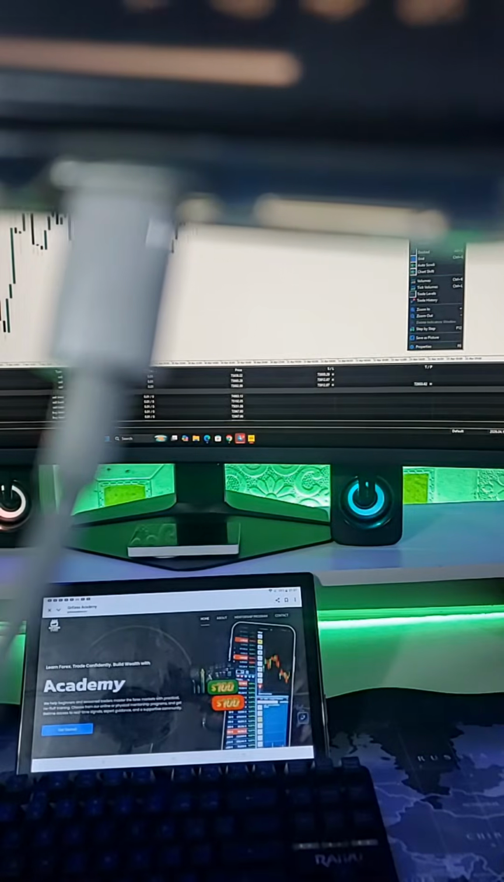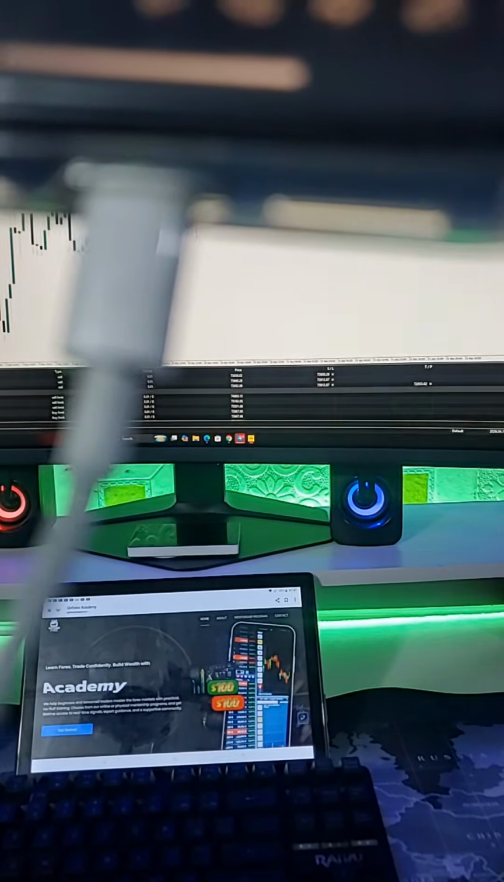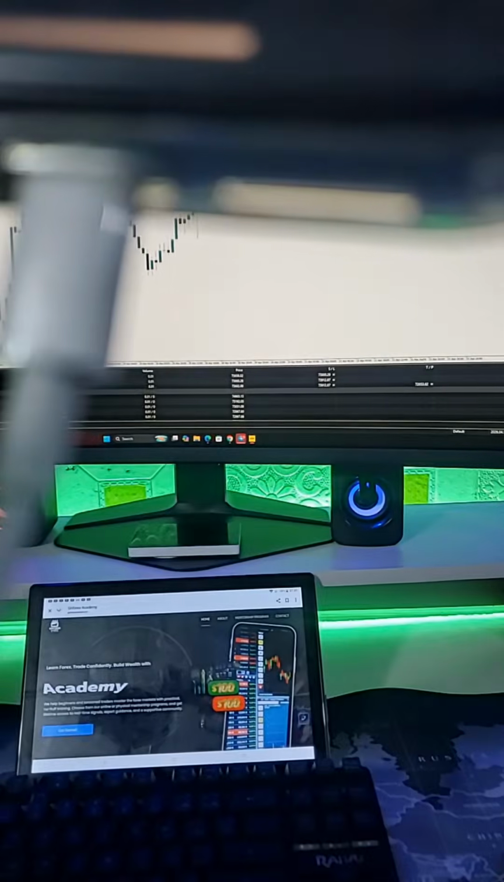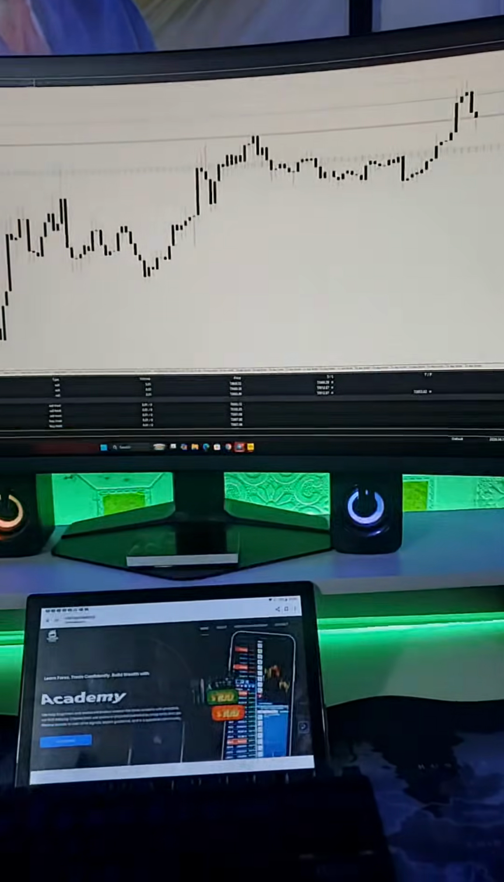Once you right click, you scroll up and you see this buy limit. Just click on the buy limit. You don't need to call the numbers out. You understand what they are trying to say?